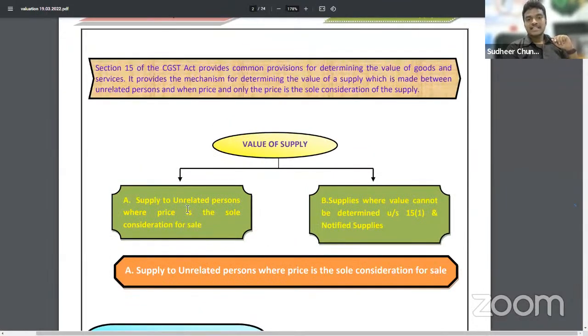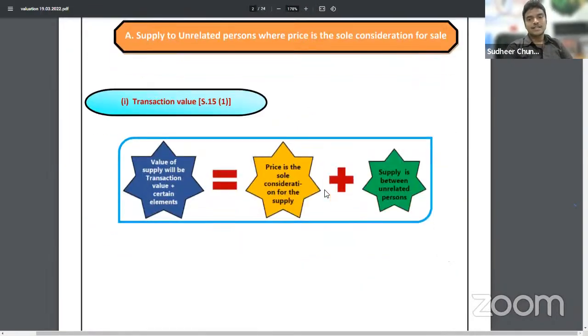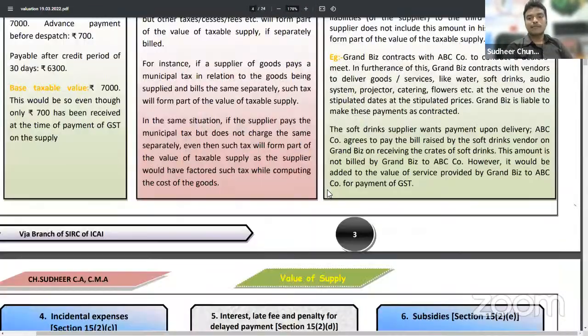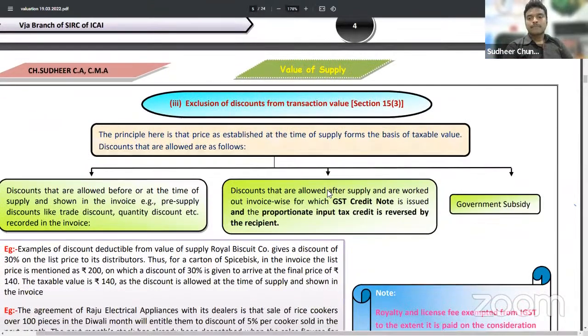Here if you see, this part A got completed. When price is the sole consideration plus seller and buyer are unrelated, that part we have completed. Now we are coming to second part, where value cannot be determined under section 15. That means when buyer and seller is related or price is not the sole consideration. In such case, we have to come to here.